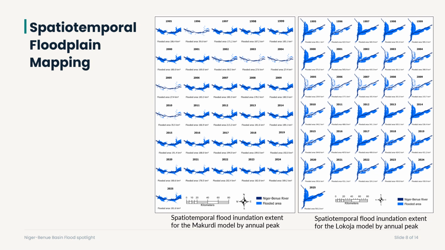Okay, presented here is the spatiotemporal floodplain that was generated from the HEC-RAS model for the 31 year period that is being modeled. This is for Lokoja, and this is for Makurdi. Each of these captures the peak spatial flood extent at this particular location.